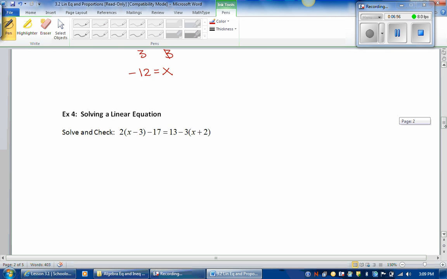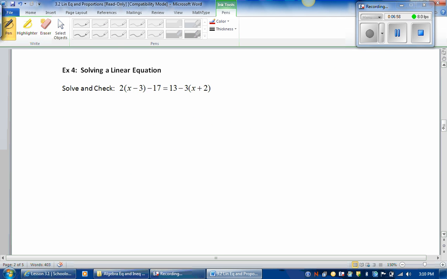Okay, let's try another one. So we're going to go ahead and distribute. We're going to distribute in both locations. Okay, so we get 2x minus 6. Don't forget my minus 17. You're going to distribute through the negative 3. Notice it's got that minus in front of it, right? So negative 3x minus 6 on this side.